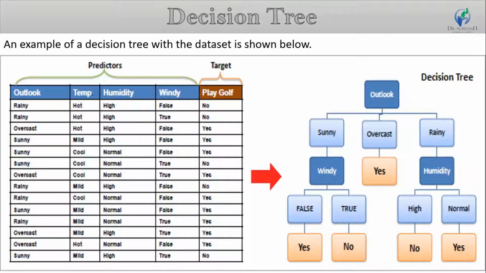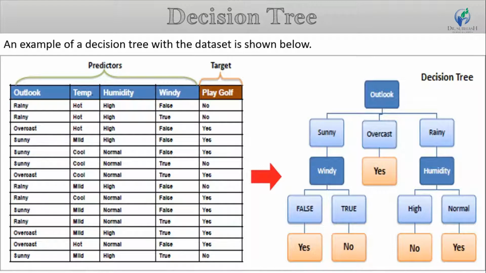So, based on the decision tree, we can see that we can play golf in three conditions. In sunny, if windy is false, then we can play golf. In overcast, we can play golf. But in rainy, if humidity is normal, then we can play golf. So this represents how we can generate a decision tree based on the table, or we can say a data set.